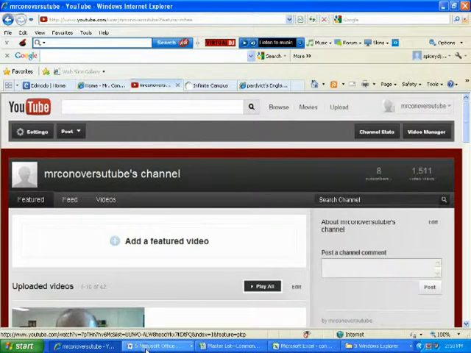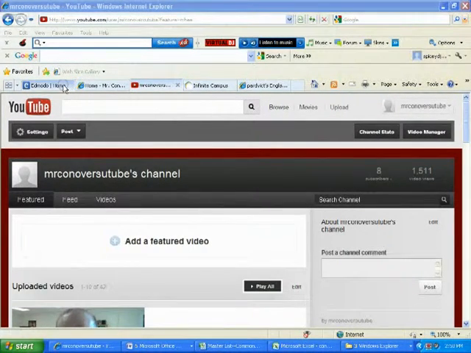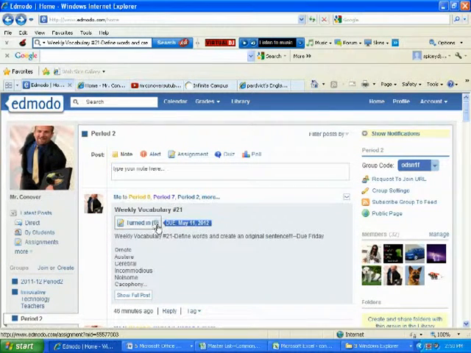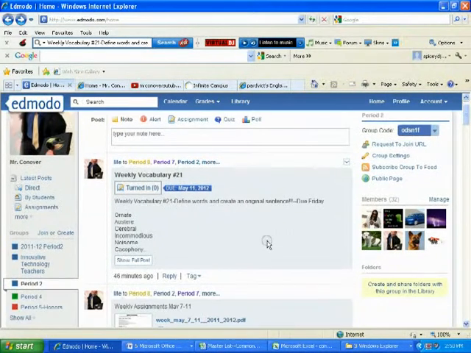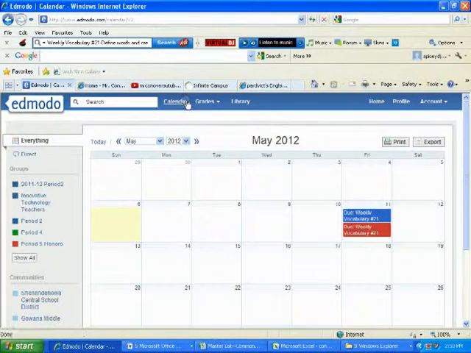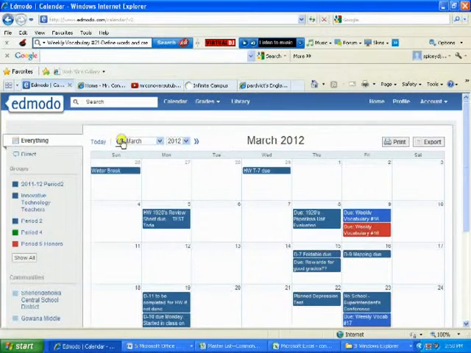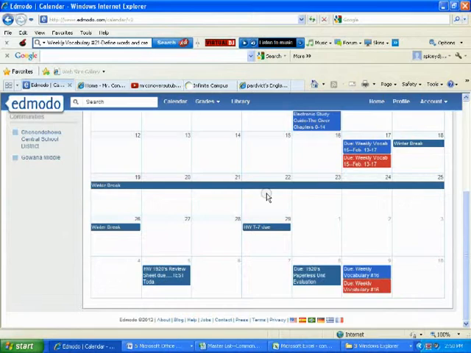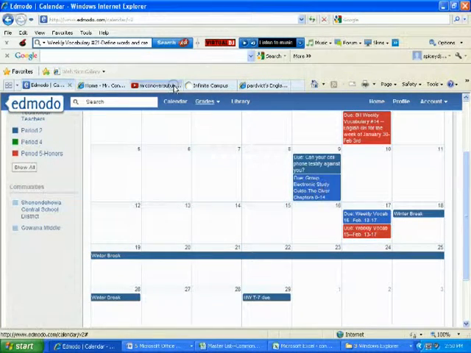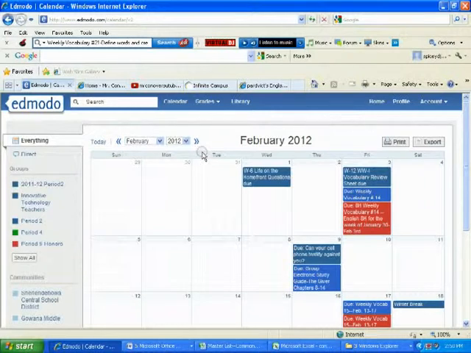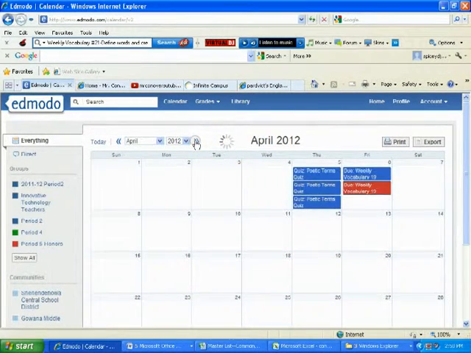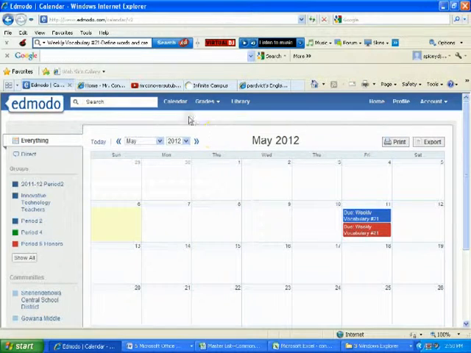To expedite the process of homework, we also use Edmodo to have a lot of assignments done right online. Here's a good example. Weekly vocabulary 21. Number 21, define the words and create an original sentence. We do this every week. It's due on Friday. How do they see that? Of course, they go right to the calendar feature of Edmodo and look at that. We've done that all year long, in April and March and February. Every week they can get a glimpse at what the assignment is, and I can quickly see who did it, and they can take a little ownership of it, doing it online. So it expedites the process of homework and gives them another option for that.